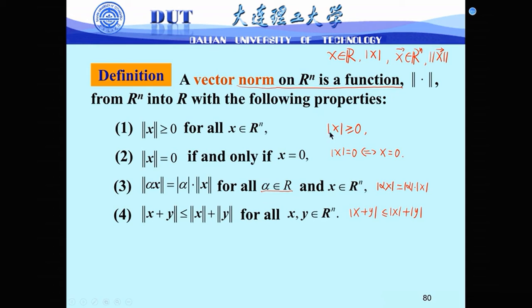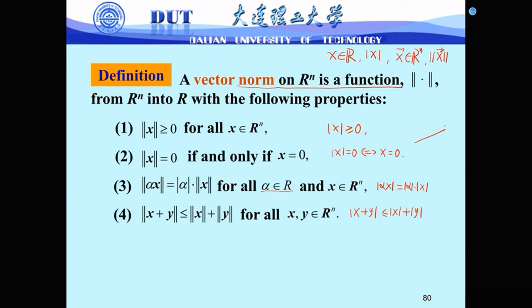Here we generalize the absolute value to the norm, from number to vector. So we use a double line to represent the norm. You can consider the norm as length, the length of the vector. So here it is just the triangular rule.